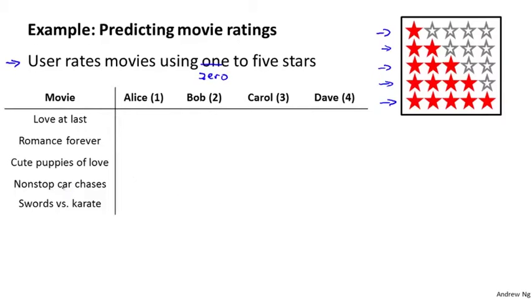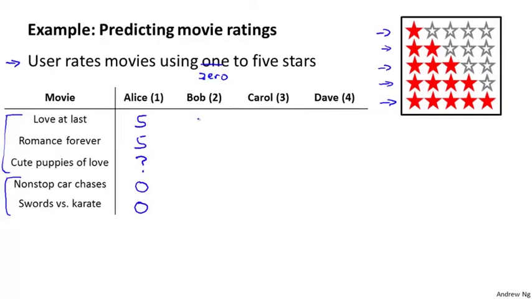So here I have 5 movies: Love at Last, Romance Forever, Cute Puppies of Love, Non-Stop Car Chases, and Swords vs. Karate. And we have 4 users, whom we'll call Alice, Bob, Carol, and Dave, with initials A, B, C, and D. We call them users 1, 2, 3, and 4. Let's say Alice really likes Love at Last and rates that 5 stars. She really likes Romance Forever, and rates it 5 stars. She did not watch Cute Puppies of Love, so we don't have a rating for that. And Alice really did not like Non-Stop Car Chases or Swords vs.